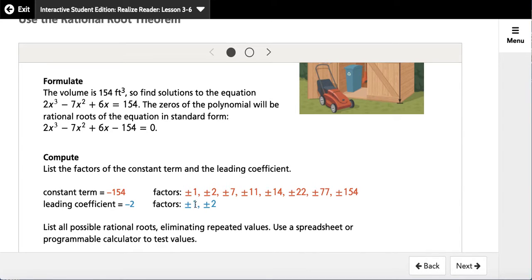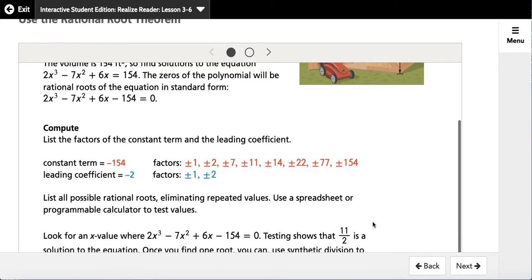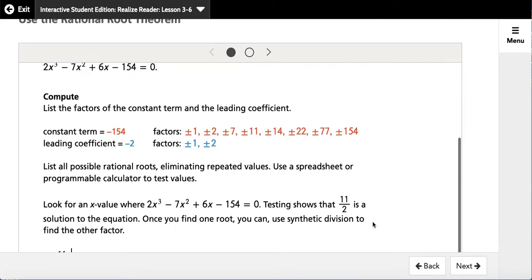I like to choose 1 and negative 1 first, and then I like to go to 2 and negative 2. I don't like to deal with fractions, but this says to list all the possible roots, eliminating repeated values, and use a spreadsheet. So they're telling us to use a spreadsheet or a calculator, which we could use to figure out what the root was. Turns out 11 over 2 is one of the roots.